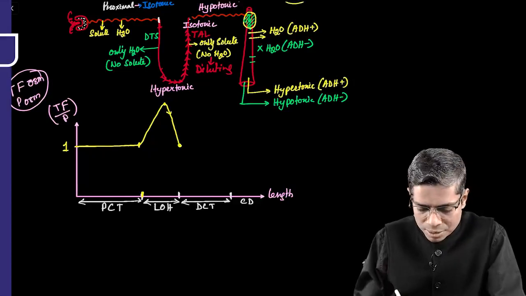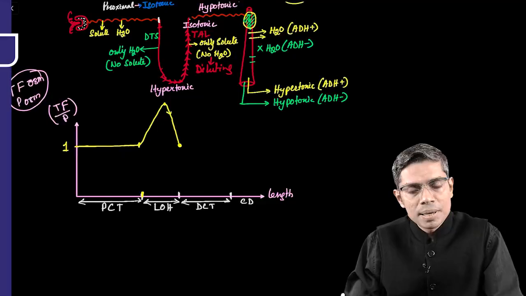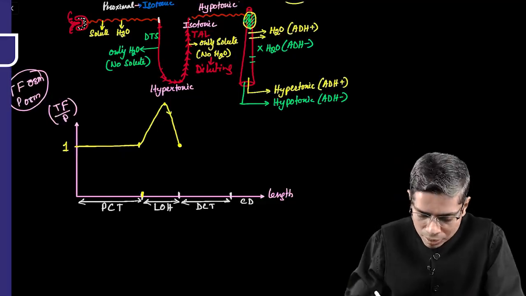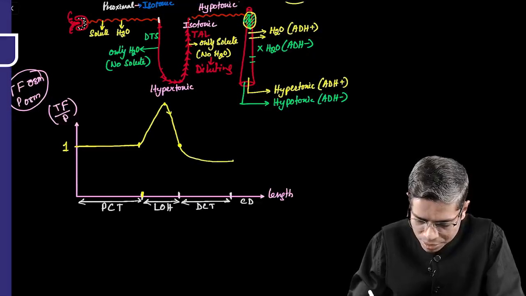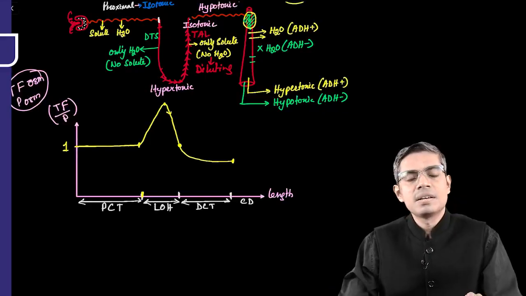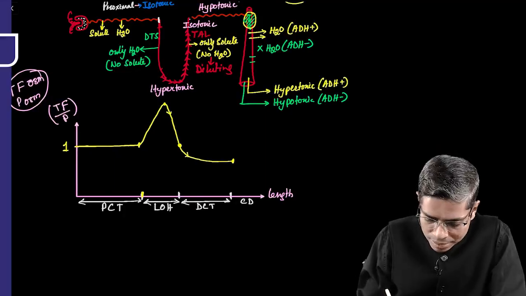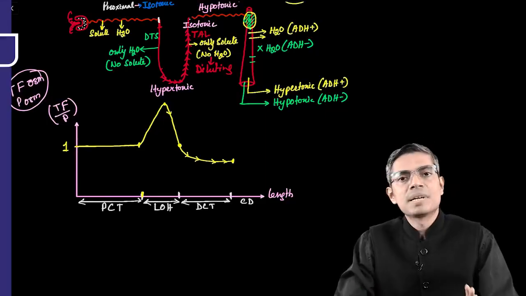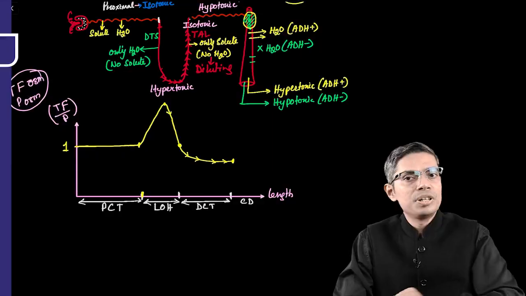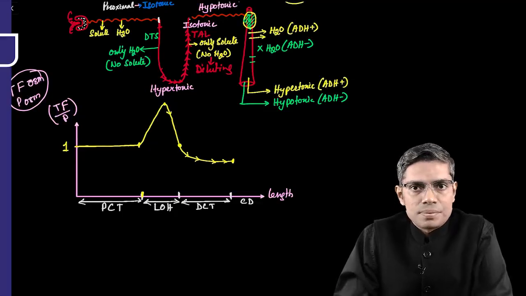It will first be converted into isotonic. Again, look, this is parallel to 1, so this is isotonic at the end of the loop of Henle, and then it will be converted into a hypotonic urine when it passes through the DCT, the distal convoluted tubule. So this way you can understand what will happen to the TF/P ratio in different segments of the nephron. But I told you that the final tonicity of the urine will be determined by ADH and the collecting duct functions.